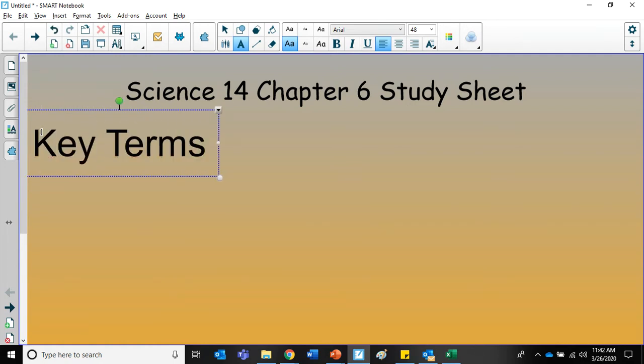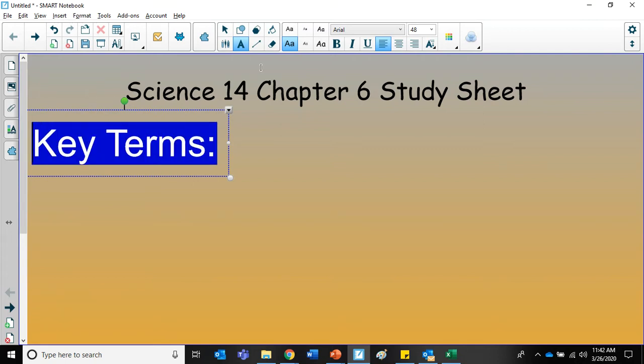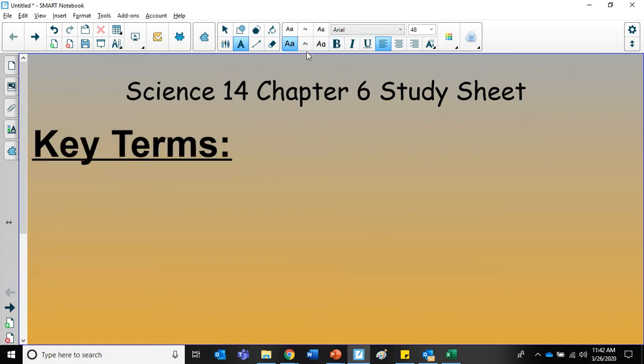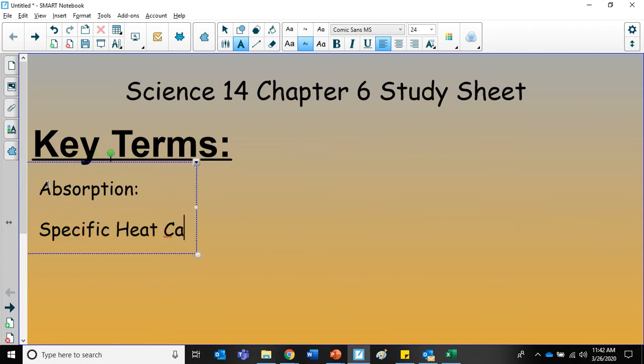But here, perfect. I got my key terms. Now, I want to make sure when I have it, I'm going to make it bold and underlined, and I want to draw attention to here are my key terms. My first one was absorption. Perfect. My second one was specific heat capacity.